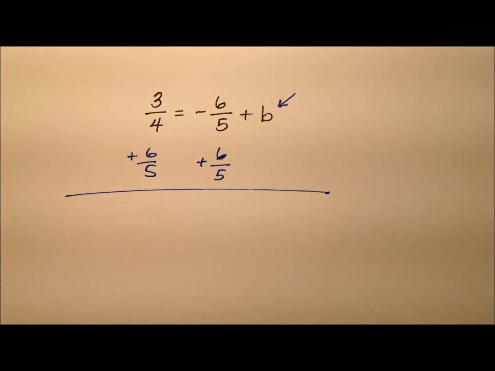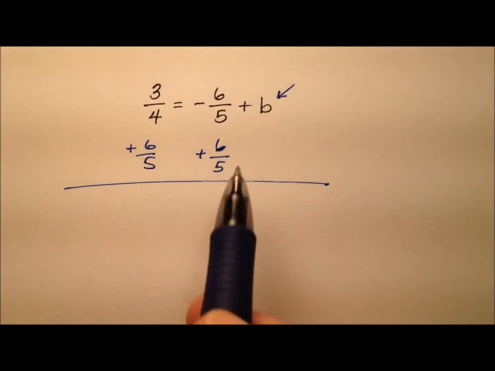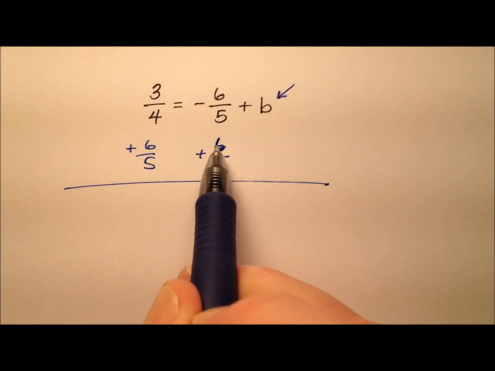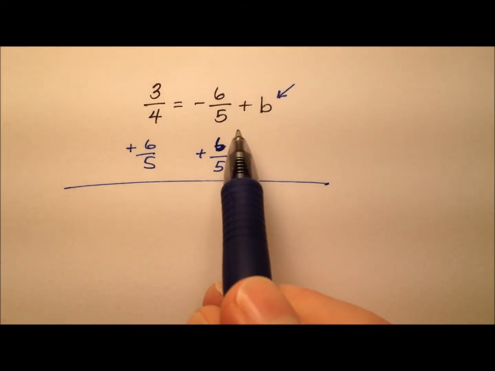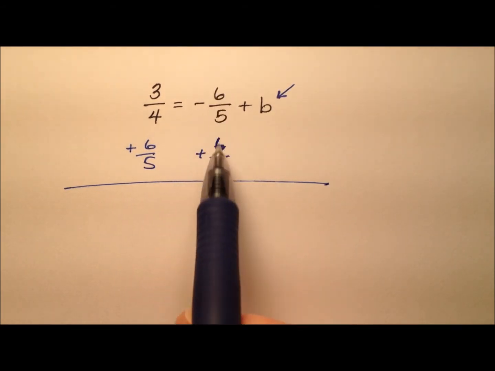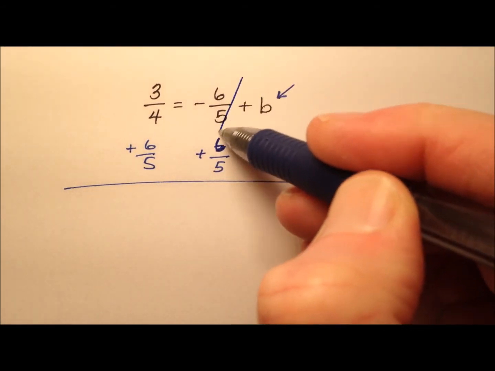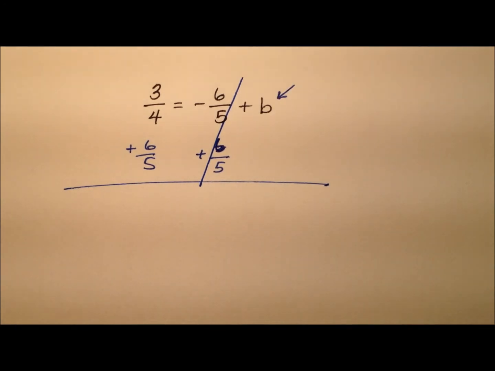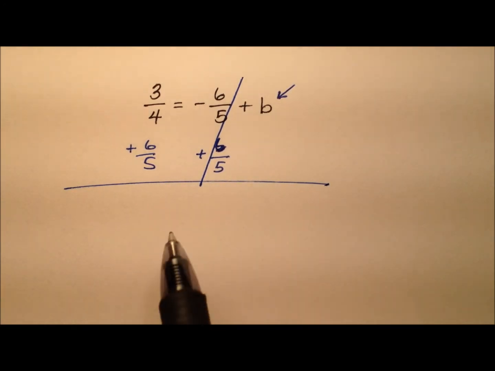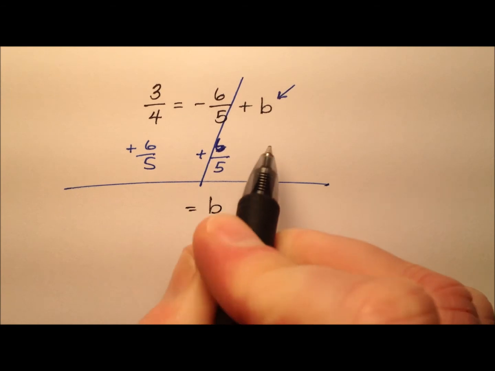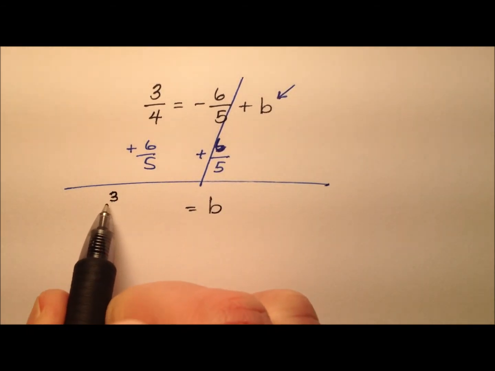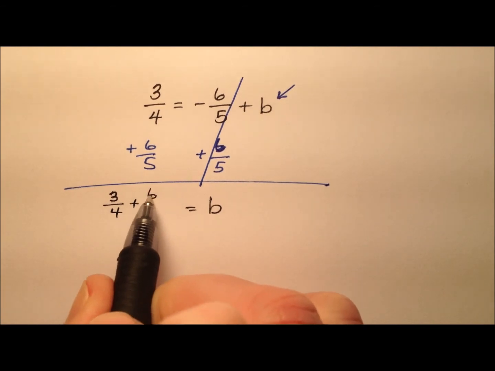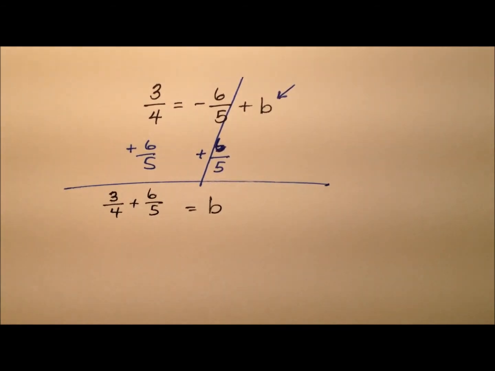We're going to do so using the addition property of equality, which says if I add a value to one side of the equation, I also need to add it to the other, so everything stays nice and equal. So now we'll see that the -6/5 and the +6/5 will cancel each other out. So our b variable is all by itself on the right side of the equation. But now we see we have a 3/4 plus a 6/5 that we need to contend with.